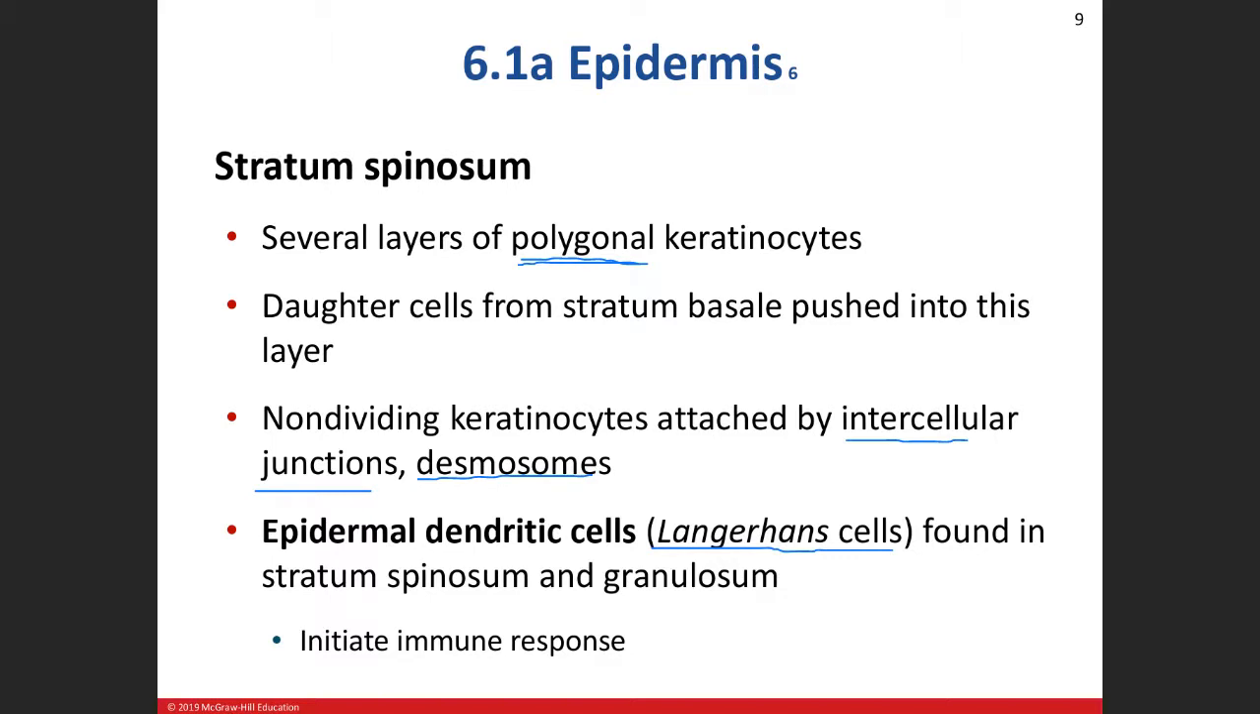All right, so you'll see it in the stratum spinosum, the second layer, and even in the third layer, the granulosum. So they initiate, and you'll talk about this in 211, when we talk about initiating the immune response, because they might come across a pathogen. It could be a virus, it could be a parasite, it could be whatever. And then they have a role that's called APC, which is known as an antigen-presenting cell.